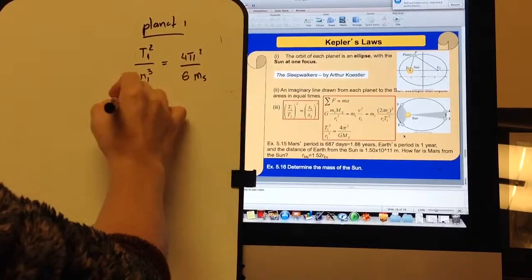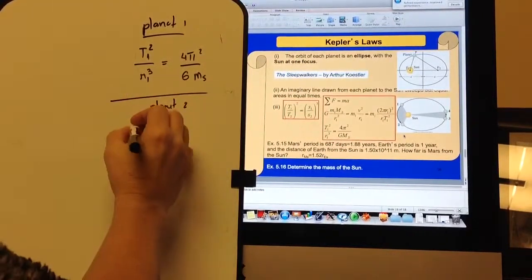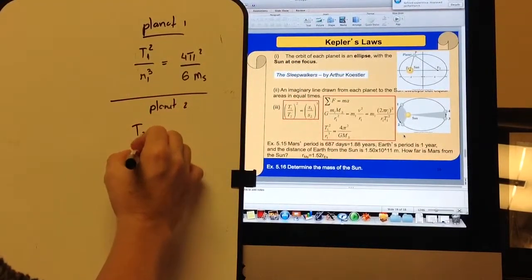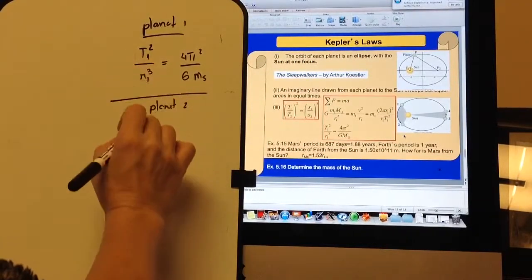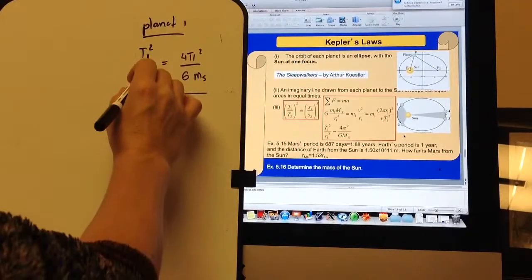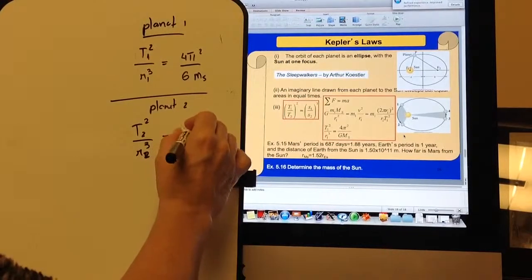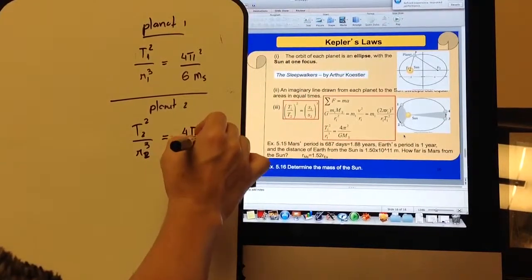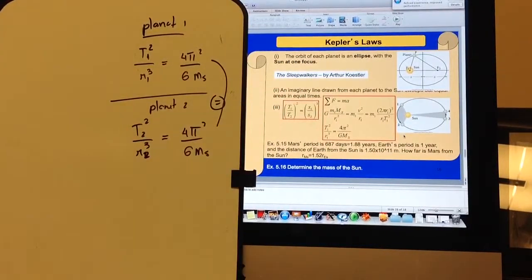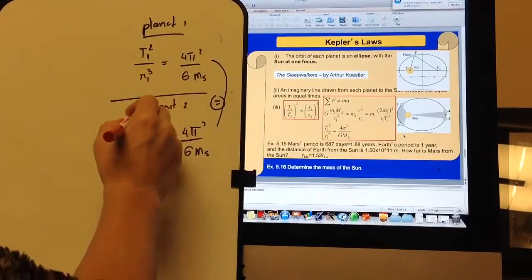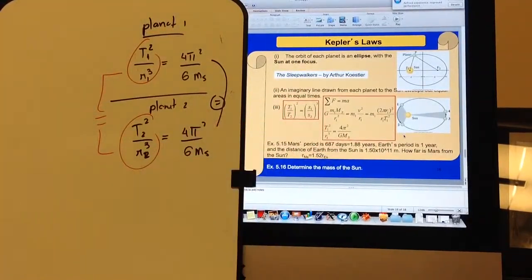If I do the same for planet 2, the same list of equations, I'll get to the same story, but I will just have to change, instead of the period for planet 1, I have the period for planet 2. Instead of the distance for planet 1, I have the distance for planet 2. But this is again just a constant. And so this is constant, they are equal. And that's where that expression is going to come from. So this is equal to this. This is where that ratio comes from.